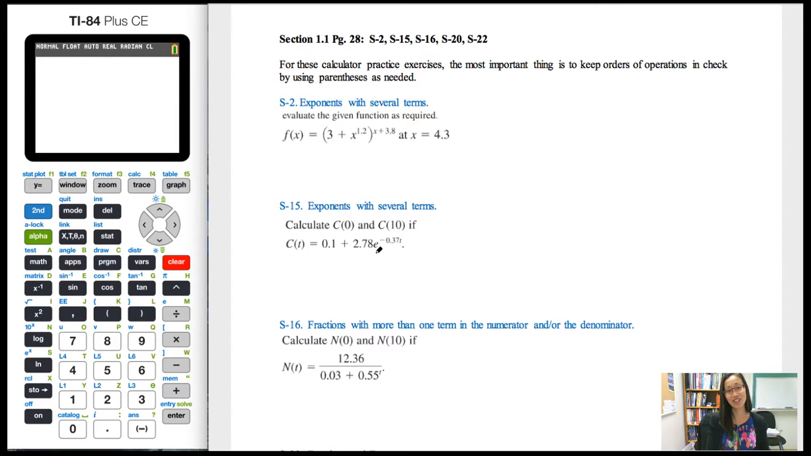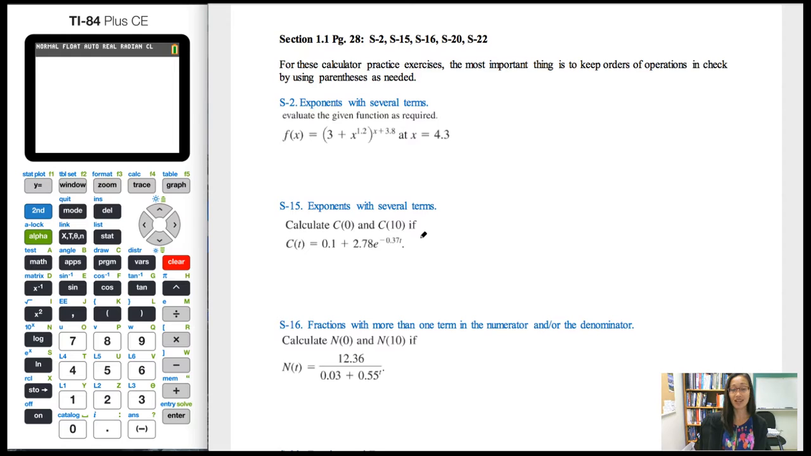Hello, in this video I'm going to show you how to use the graphing calculator to solve a variety of functions that you'll see in this course. So I'm using the TI-84 calculator, and the thing that I'm going to focus on in this video is the importance of putting parentheses around certain parts of a function to make sure that we maintain order of operations.